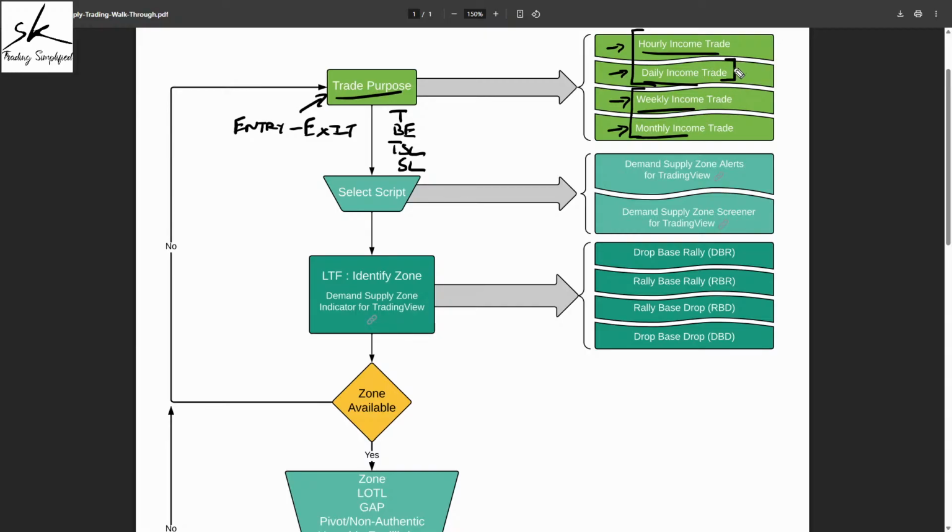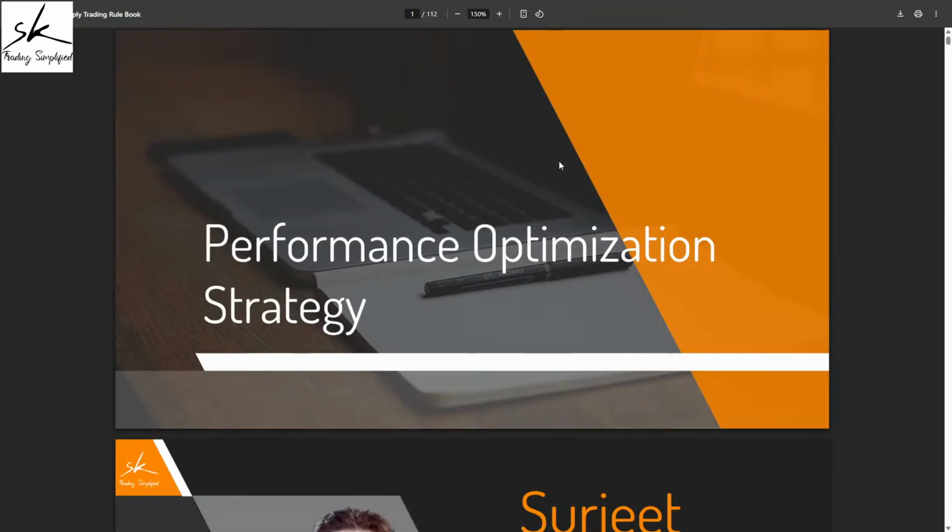But as you start having more and more experience, you start building up confidence in your analysis. If you want to include daily incomes into overnight, it can be done, but again, when you have that confidence. So step 1 is I need to define my trade purpose. Let's assume I opted, I want to plan monthly income trades. Now, once I have selected my purpose of trade, what is going to happen? From the rule book, I'll get to know what time frames I should be using.